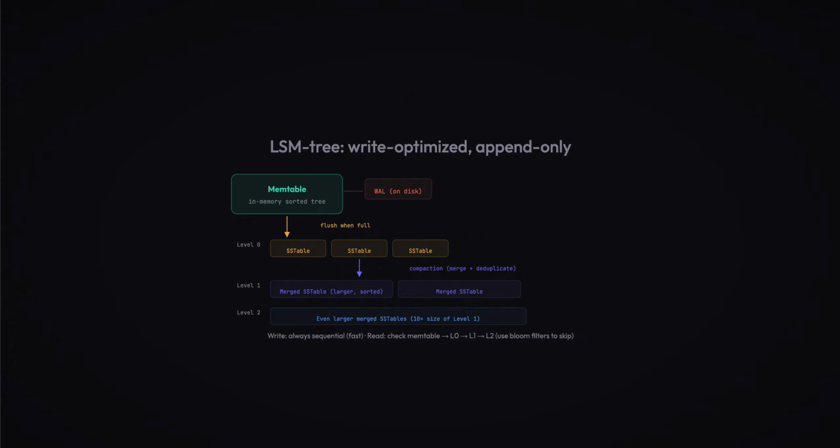A background process called compaction periodically merges SSTables from one level into the next, removing duplicate keys and deleted entries. Reads check the memtable first, then SSTables from newest to oldest. Bloom filters help skip SSTables that definitely don't contain the target key, avoiding unnecessary disk reads.